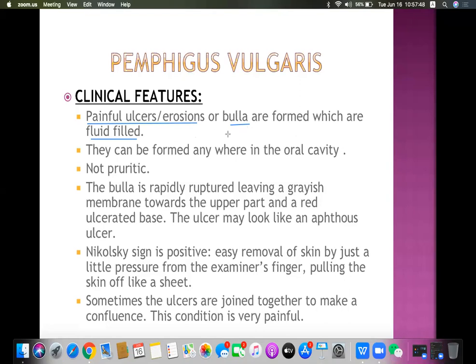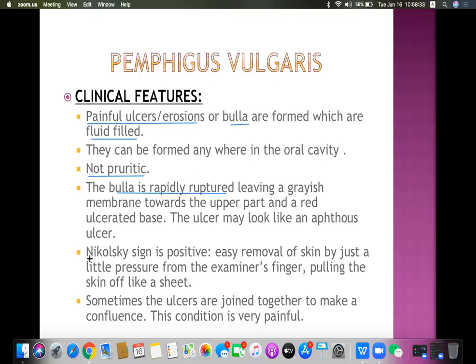Now one important point you need to understand, in the beginning there is bulla or vesicle. Now these bulla and vesicles are ruptured very easily because they are present quite superficially, and after they are ruptured they form ulcer or erosion. This is the meaning, and these are quite painful. They can be formed anywhere in the oral cavity, okay, or on other areas as well. They are not pruritic, they are not itchy. Pruritus means itching, so they are not itchy. These bulla ruptured very easily because they are quite superficial. See here, the bulla is rapidly ruptured.